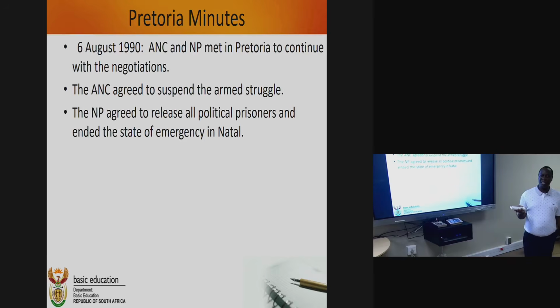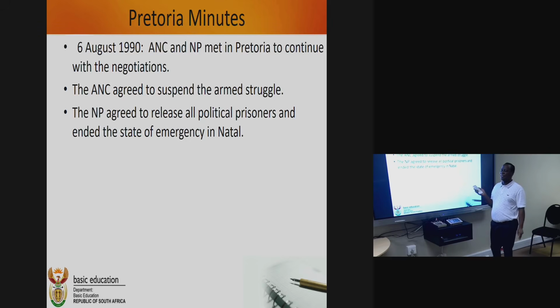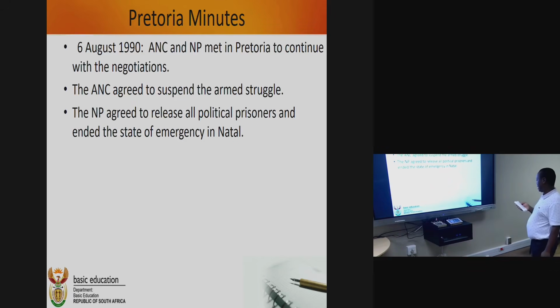Now, if you are in step number 2, who are meeting in this Pretoria Minute, then you must also indicate that it's still the 6 members of the ANC and the 6 members of the National Party. What do they agree upon? The ANC surprised everyone when it indicated that it will suspend the armed struggle. And on its side, the National Party agreed to release all political prisoners and end the state of emergency in Natal.